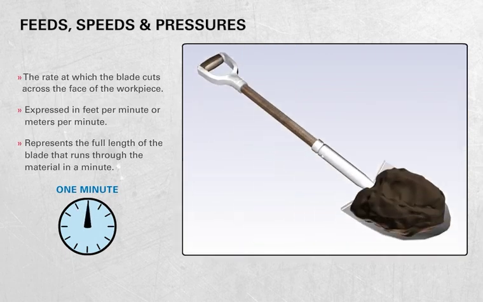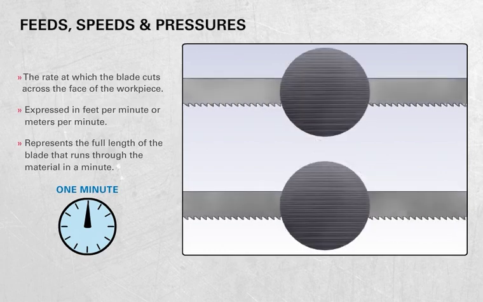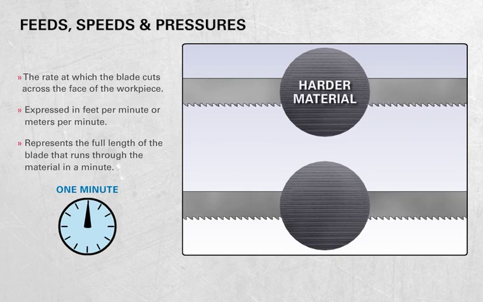When digging a hole, how quickly you can load the shovel depends on how heavy or compacted the dirt is. In this same way, band speed is completely dependent on the material being cut. The harder the material, the slower the blade will be able to travel. The softer the material, the faster the blade will be able to travel.